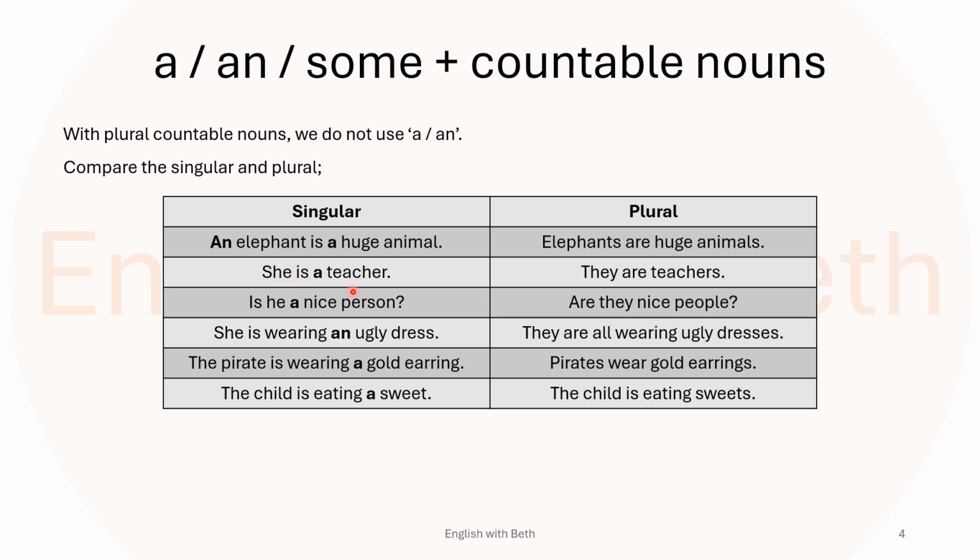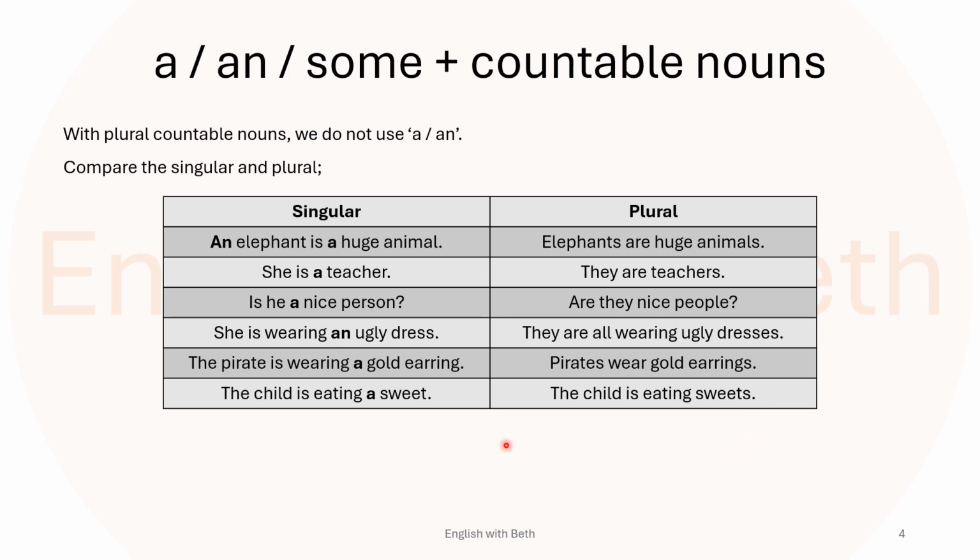She is a teacher. They are teachers. Is he a nice person? Are they nice people? She is wearing an ugly dress. They are all wearing ugly dresses. The pirate is wearing a gold earring. Pirates wear gold earrings. The child is eating a sweet. The child is eating sweets.